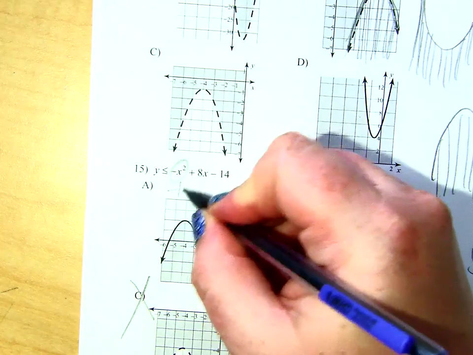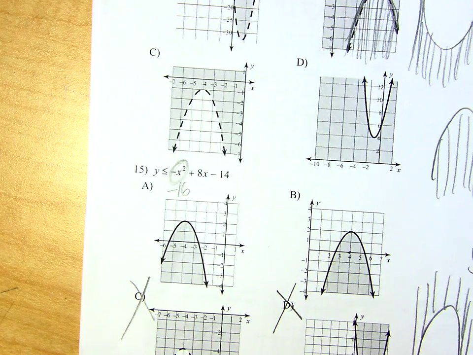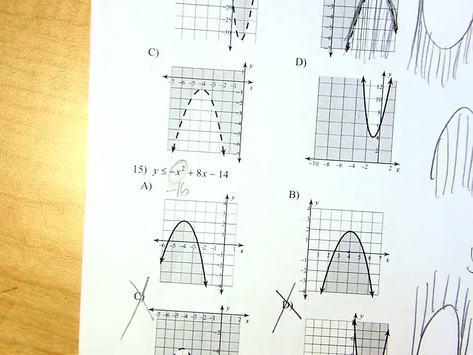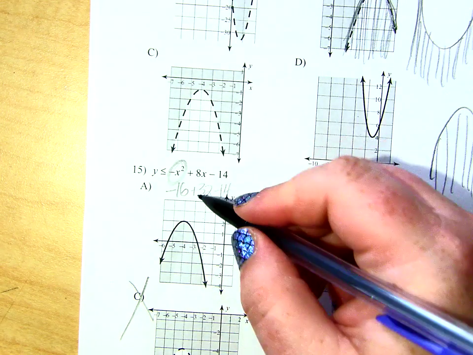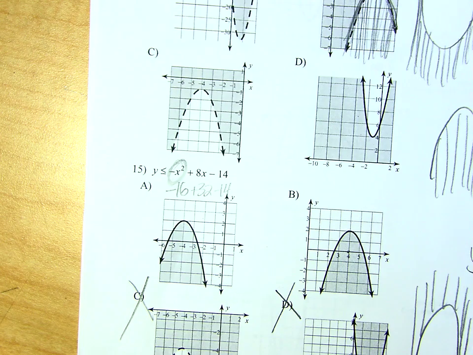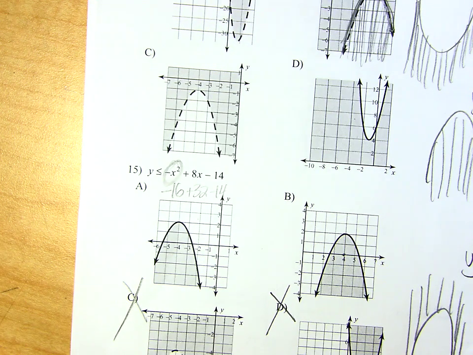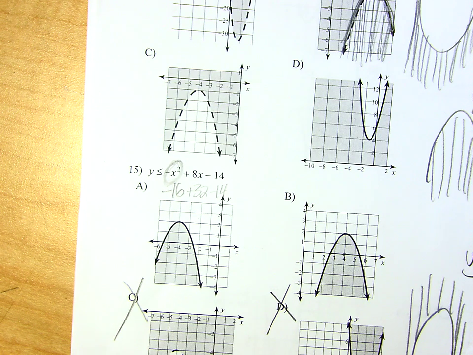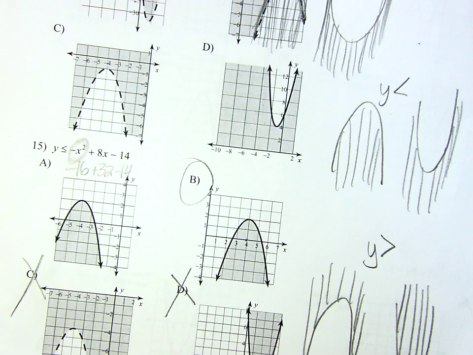Negative 16. It is not positive 16. It is negative. You take the x and square it and then take the opposite. Plus 32 minus 14. That is not a ridiculously large negative number. That's a positive 2, isn't it? Yes. So B is the right answer.